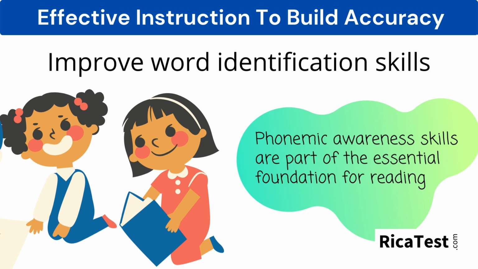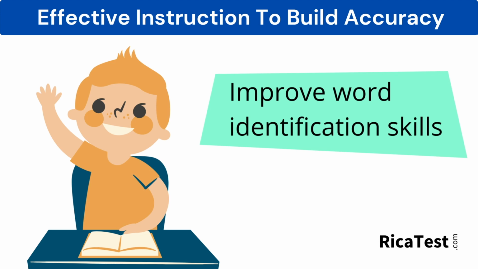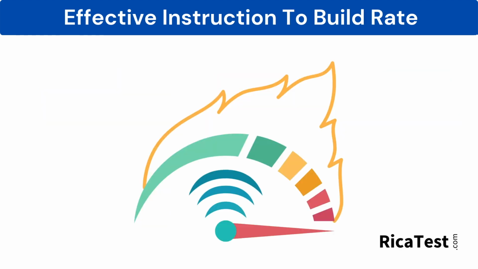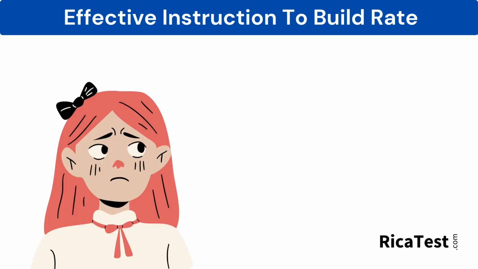Phonemic awareness skills are important because they are part of the essential foundation for being able to decode each letter in the words that the students are reading. As children enter upper elementary grades, the goal remains to improve the students' word identification skills. This is because swift word identification skills build stronger structural and syllabic analysis skills, as well as orthographic skill sets too. Next, let's look at specific strategies to build reading rate.